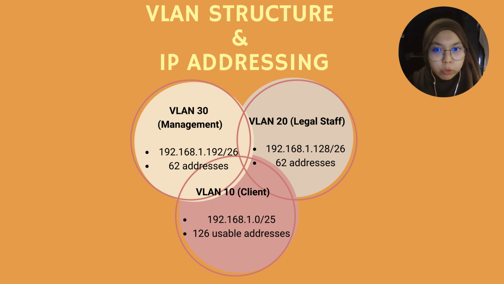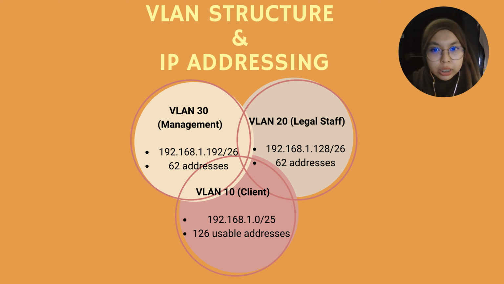For the VLAN 10 for the client, the IP address is 192.168.1.0/25. This provides 126 usable addresses for client devices. Meanwhile, VLAN 20 for legal staff, the IP address 192.168.1.128/26. This allows for 62 addresses, sufficient for legal staff devices.